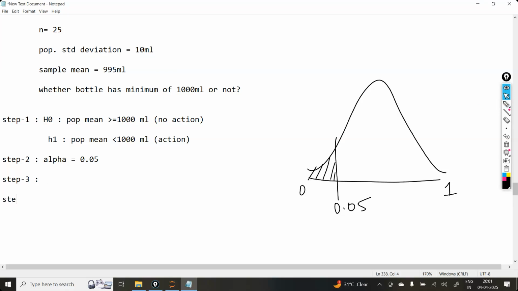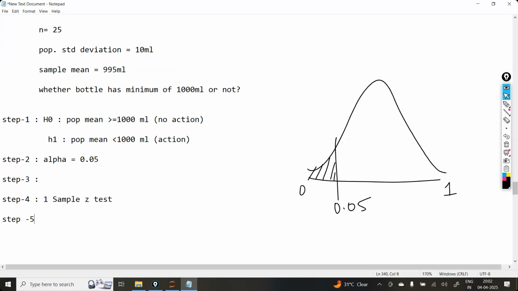Step 4. What is step 4? Test. What is the test I have to select? Z test, because the population standard deviation was given. So, one sample Z test. Okay. Next.